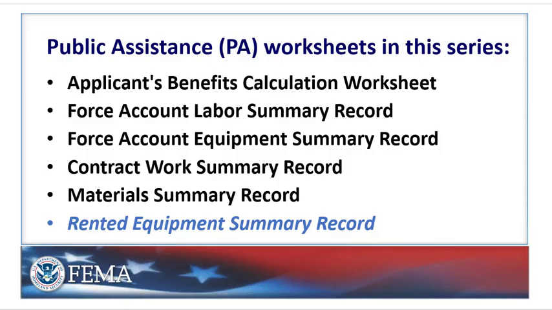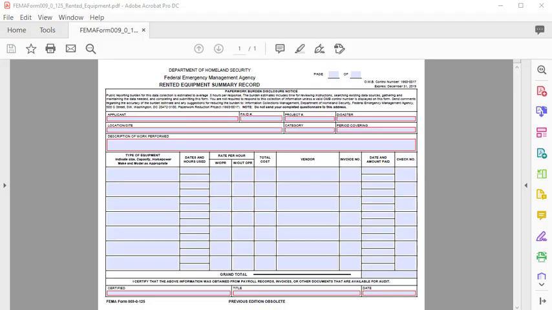The Rented Equipment Summary Record provides information about equipment rented by an applicant for performing eligible work. Rented equipment differs from contract work as there is not a written scope of work in the contract. Equipment may be rented with an operator and directed at the site, or rented without an operator, in which case a force account operator will operate the rented equipment. It helps to keep accurate documentation and records to substantiate your claim. This is the Rented Equipment Summary Record.